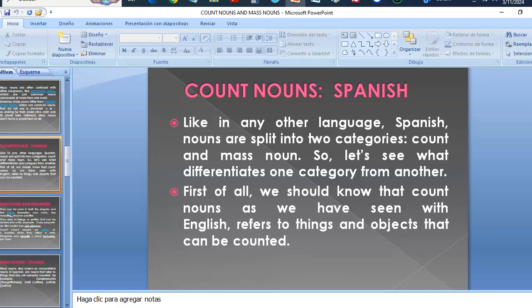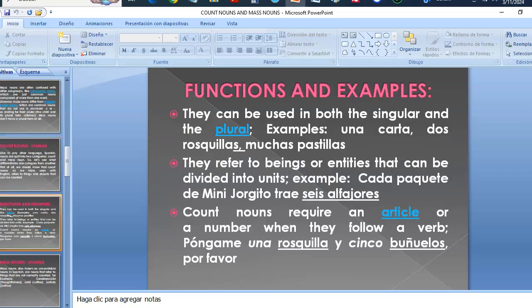You should know that this type of nouns is pretty much similar to the ones from English in the sense that they are used to talk about things that can be counted or can be represented individually. They're only available in singular and plural forms. For example, you have una carta, 2 rosquillas, muchas pastillas. They are used to talk about things or entities that can be separated into units. For example, cada paquete mini Jorgito trae 6 alfajores.